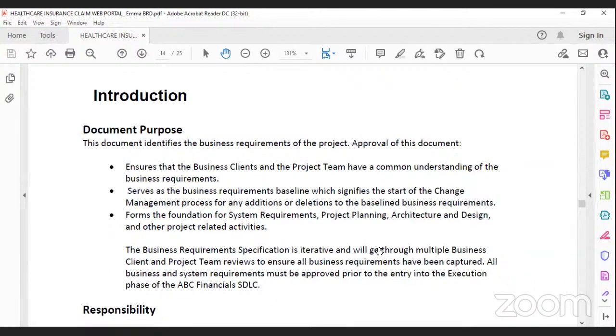The introduction, what is the concept? Why do we have this document? The purpose of this document basically is to ensure that business clients and the project team have a common understanding of the business requirement, that the business client and project team are all on the same page and we understand what we are doing.